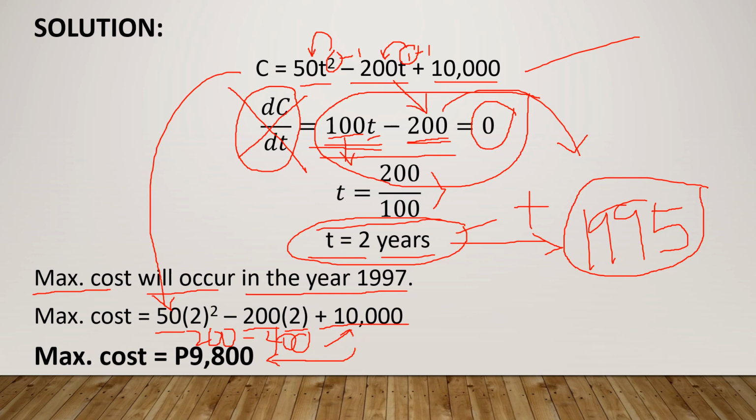9,800 pesos. Meaning to say, the maximum cost that we can meet from 1995 to 2002 is equal to 9,800. That will fall in the year 1997, based on the computed t from the derivative of the given cost equation.